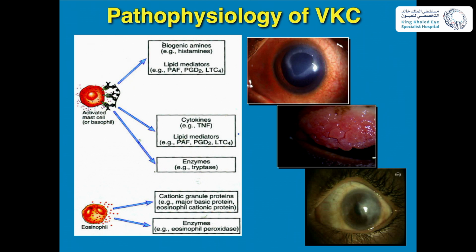In terms of the pathophysiology, the activated mast cells or basophils, they secrete all the mediators, and then the eosinophils, they secrete the IgE antibodies, and both these cells are the main actors which cause the surface damage. I don't believe that it is the mechanical irritation which causes the shield ulcer. To me, the shield ulcer is purely chemical injury to the ocular surface, and therefore you need to treat these patients aggressively.